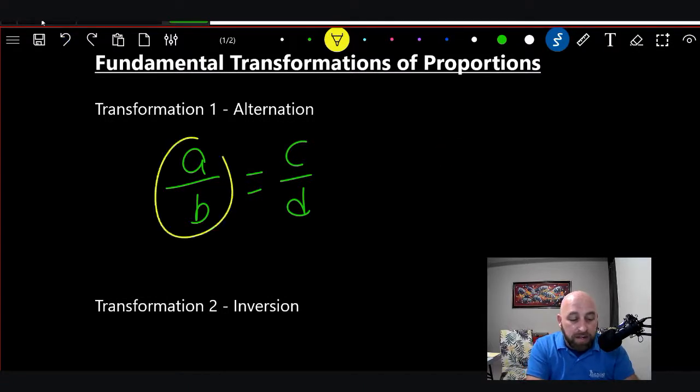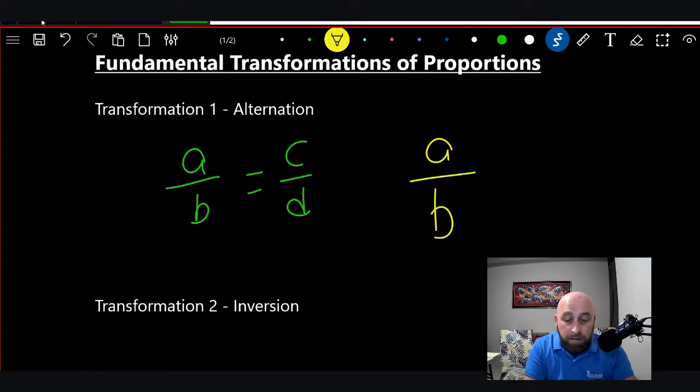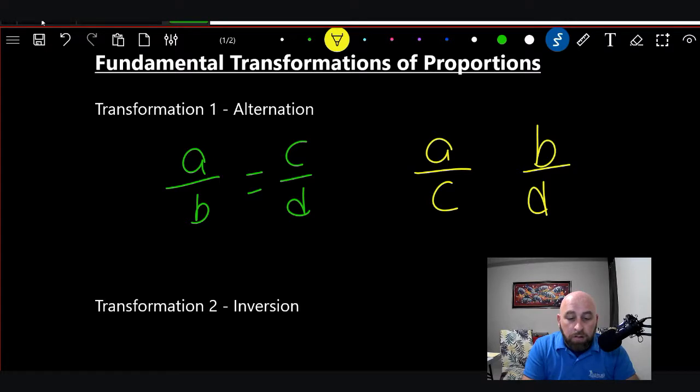Now, the alternations that I could make, if it's up and down, I could take it and I could put it here. So I could say A and B, or I could say A and B like this. Either way, A and B have to be next to each other or up and down. So I could say this, B over D. That would be fine.